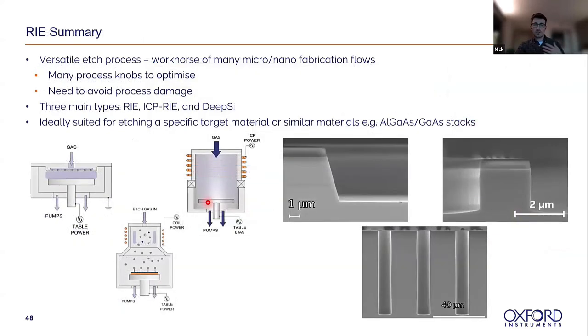So in summary, RIE is a very versatile process. It's a workhorse for micro and nano fabrication. There are many different process knobs that you can tune to optimize your process, but you do need to be very wary that you're not actually causing damage to the film as well.